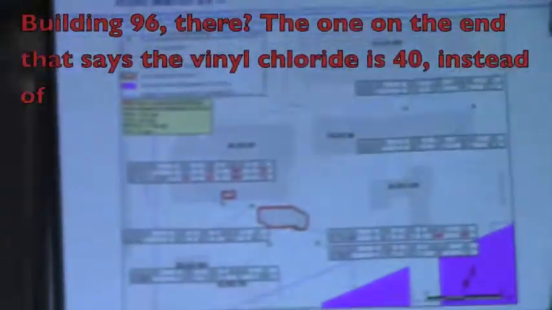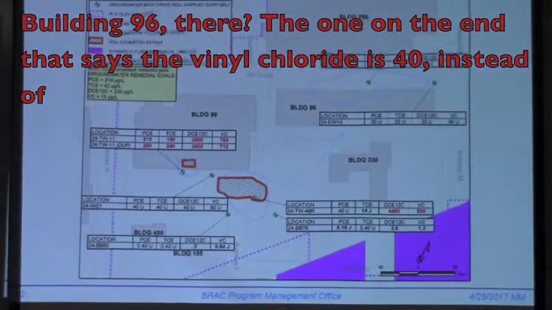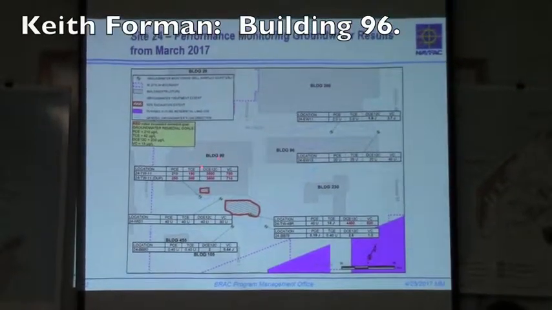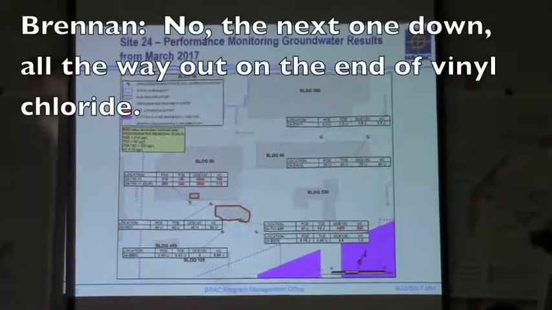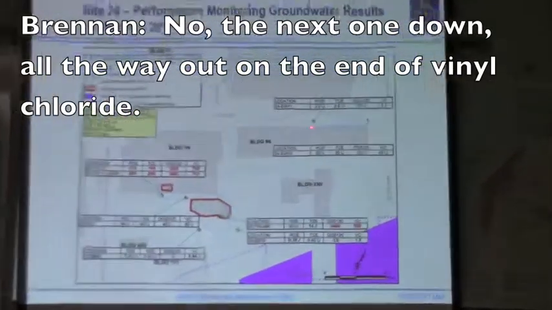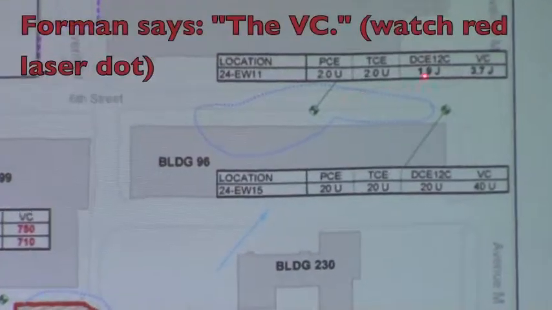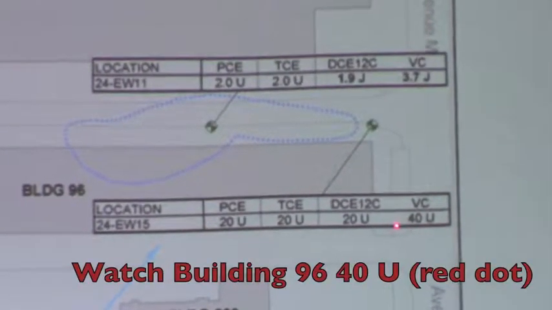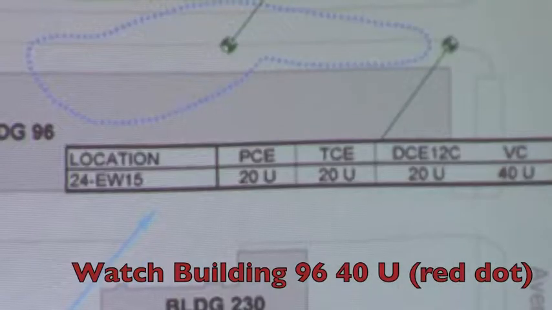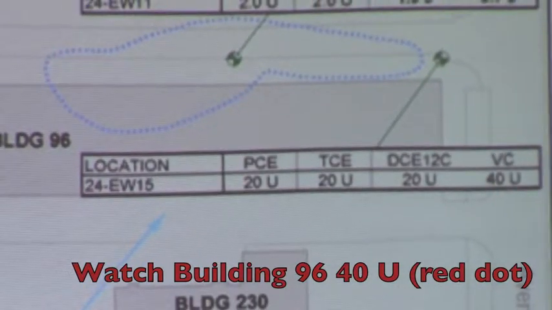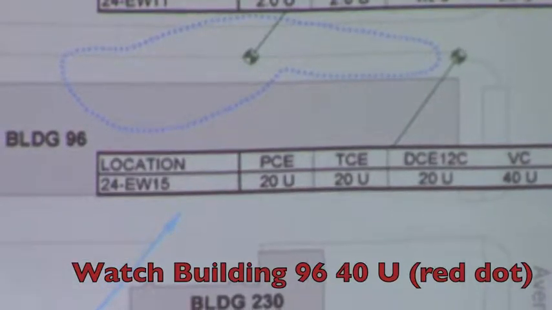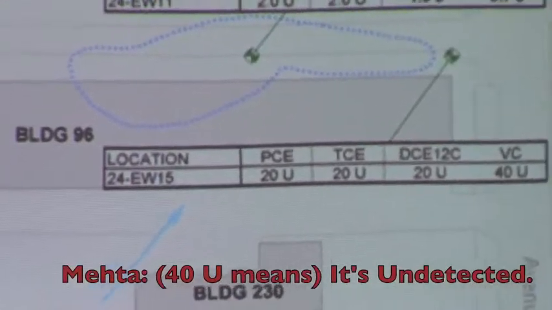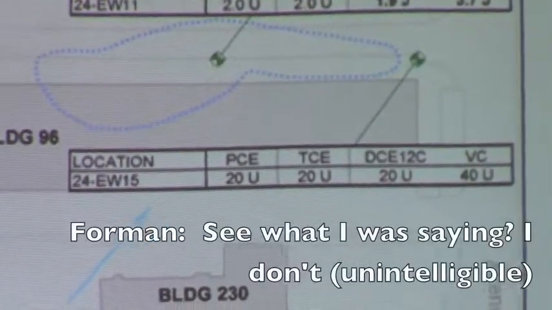EW15? Building 96 there, the one on the end, it says the vinyl chloride is 40. No, the one on the 96. Right. Oh, 96 up there. No, the next one down. Oh, okay. All the way out on the end, the vinyl chloride. The VC. Oh, this one, undetected. It's undetected. So you want to explain that to him?